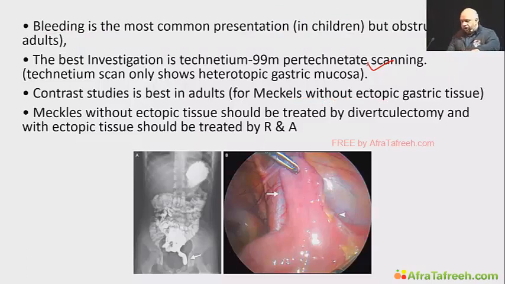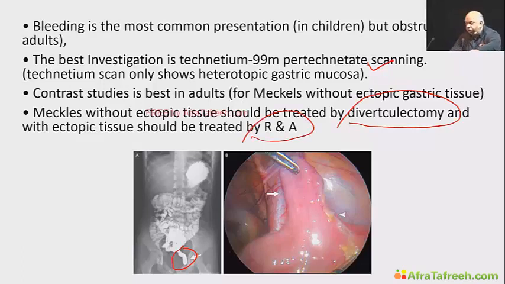Otherwise, we go for contrast study. See, this is a contrast study showing Meckel's. So if ectopic tissue is there, you can go for technetium scan, otherwise contrast study. And the treatment is diverticulectomy if no ectopic tissue, otherwise resection and anastomosis if ectopic tissue is there.